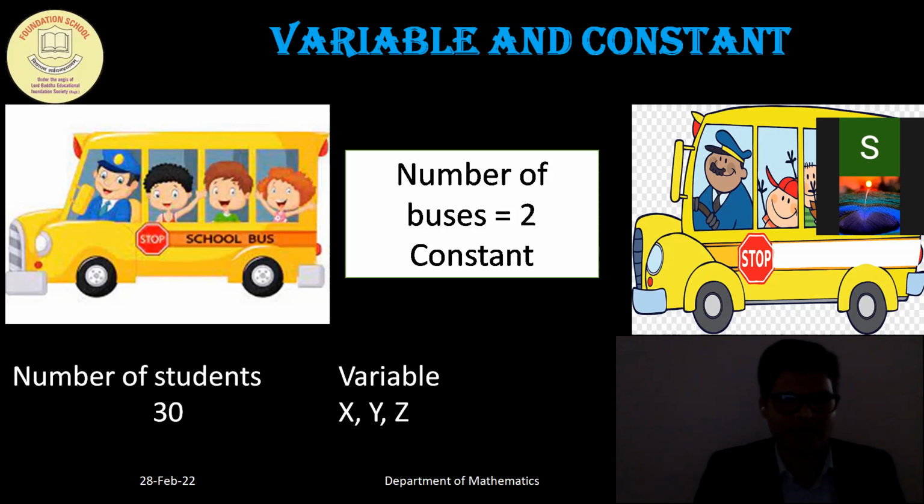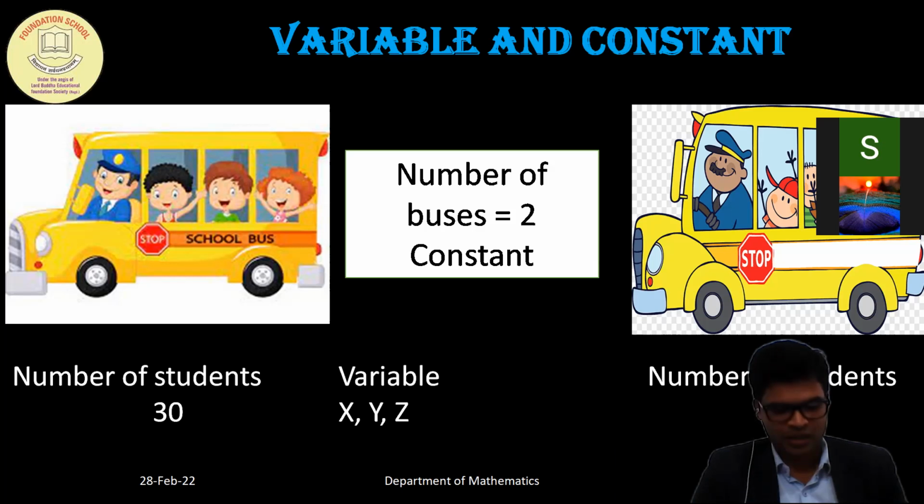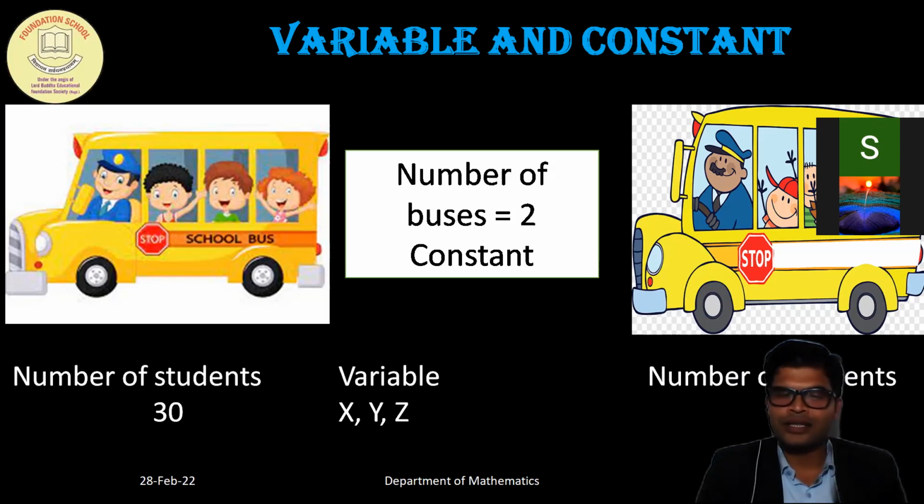Let's suppose the left bus has a total number of students 30, and the right bus has a total number of students 25. So the numbers 25 and 30 will not repeat every day. The number of students in the bus will change. Monday, Tuesday, it may change. Because the number of students is changing, we can say this is not a fixed thing. We should tell them this is not fixed.